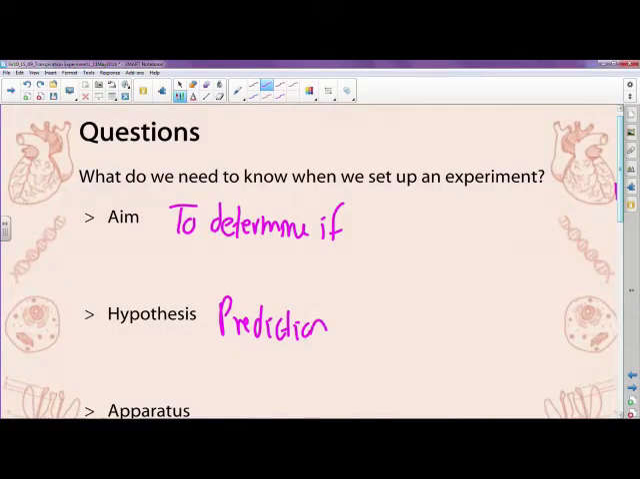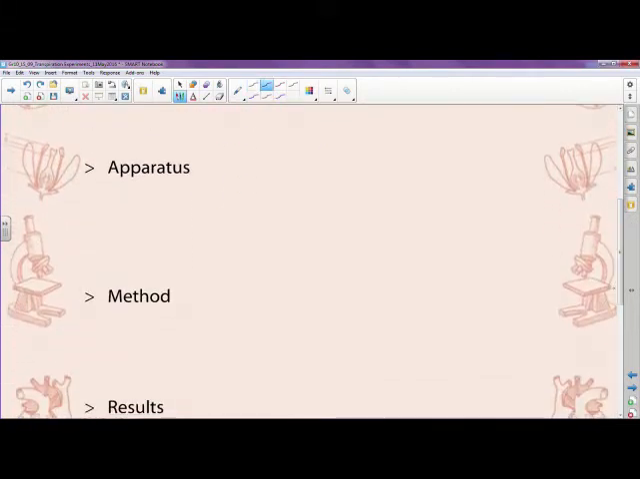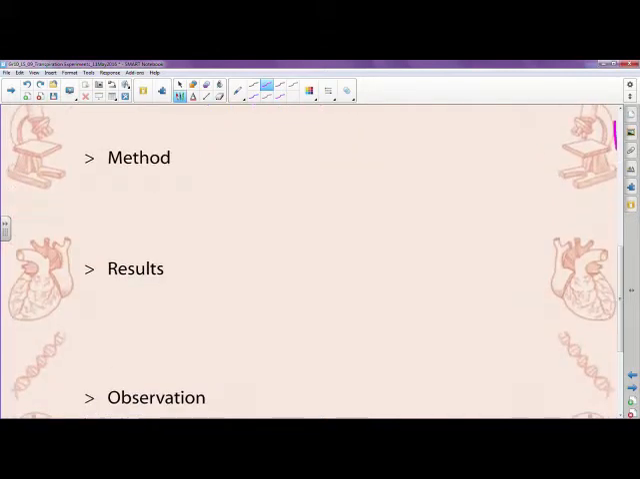Now today we're going to be looking at apparatus. When I conduct an experiment, it's the things that I'm going to use. It's either things that you might have in your house or things that might be in your laboratory. Those are the things that I'm going to use. Now, the method is how I'm going to do it.